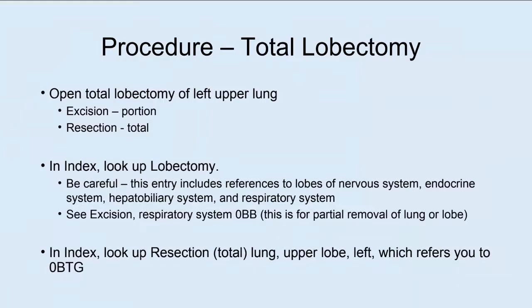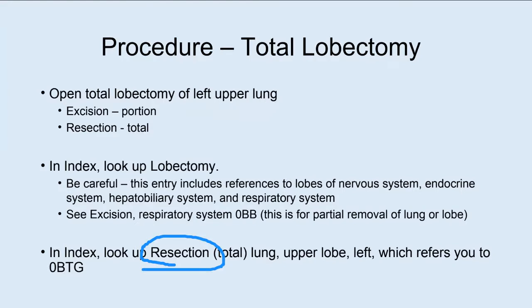You're better off if you look up resection, which is total lung upper lobe left, which refers you to 0BTG. Now, if you were doing excision, partial removal of a lobe, then you would use excision. But in this case, we're taking all of that upper left lobe, so we're going to use resection. So looking up resection is better than looking up excision.